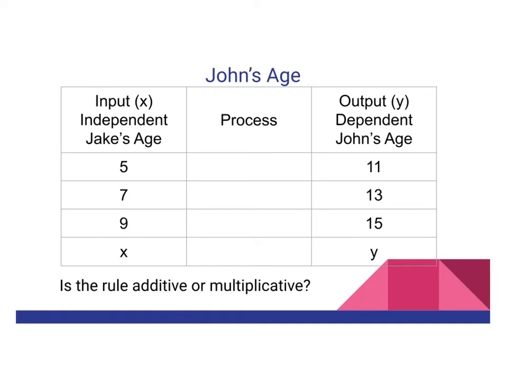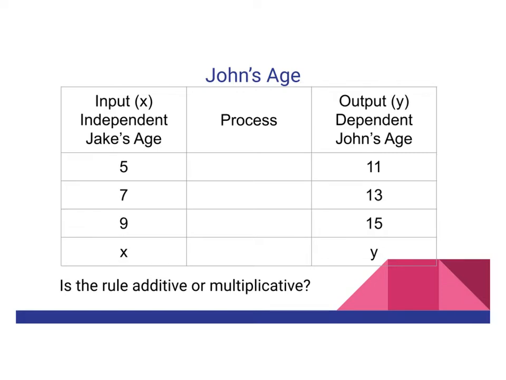Okay, so how we're gonna be doing our assignment today is actually finding the rule for each table. Now, before you used to see tables and you would see input and output. Now, this year, what you're gonna be hearing is independent and dependent.